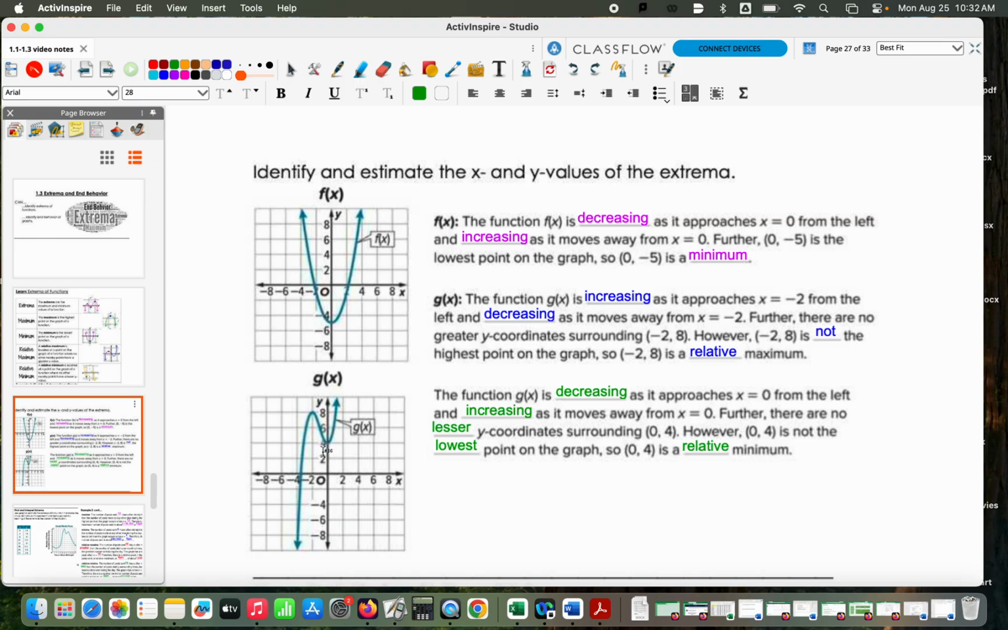Same thing with this point over here. We're talking about, again, g of x. It's decreasing as we get close to 0. Then it's increasing as it moves away from 0. So right around here, this is a lower point. There are lesser y coordinates here, but it's not the lowest point. There are other parts of the graph that are lower. So it's a relative minimum.